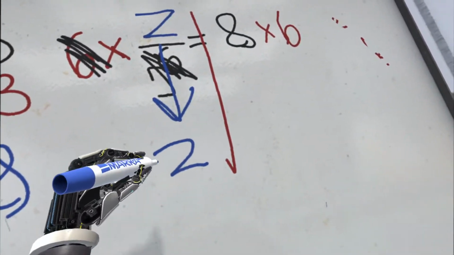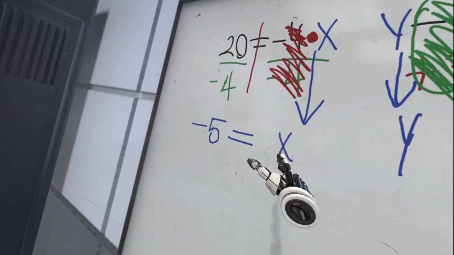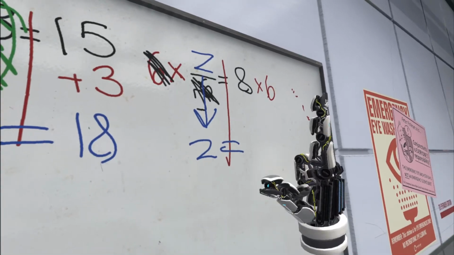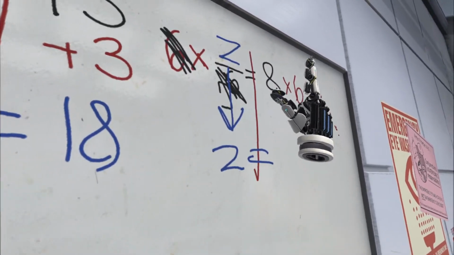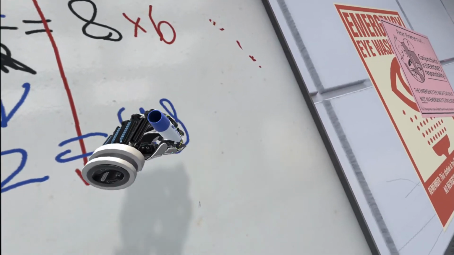If you notice, that's what you're trying to do here. Z is by itself here, y is by itself, and x is by itself. Now do the last part. To work out 8 times 6, that's easy. That gives me 48. All right, so let's go over this again.